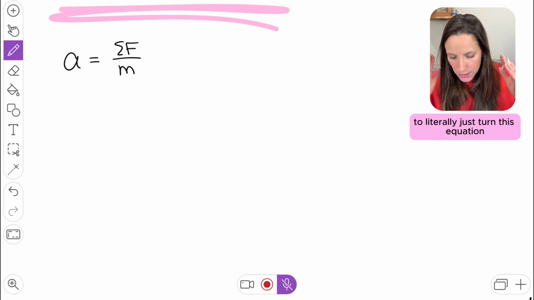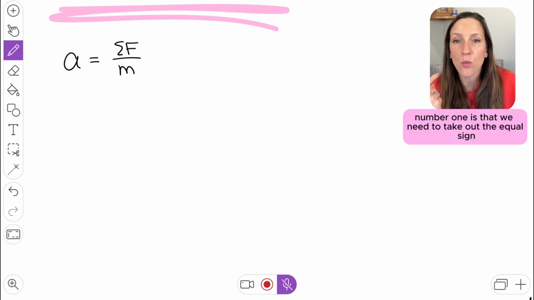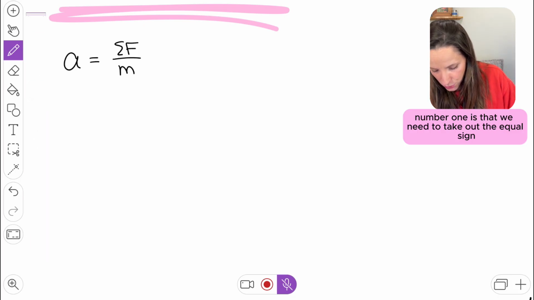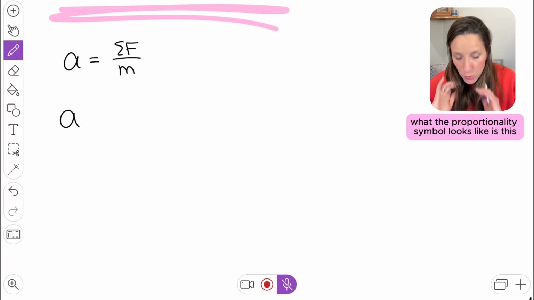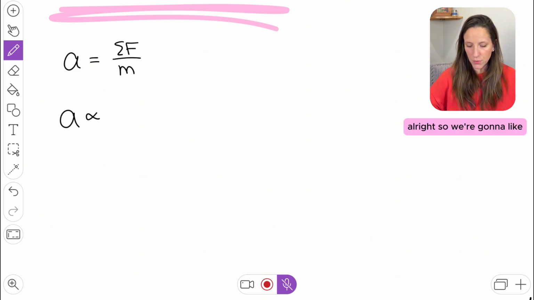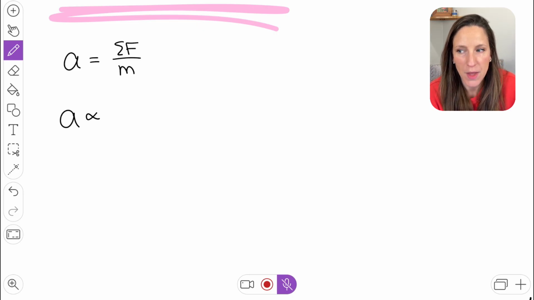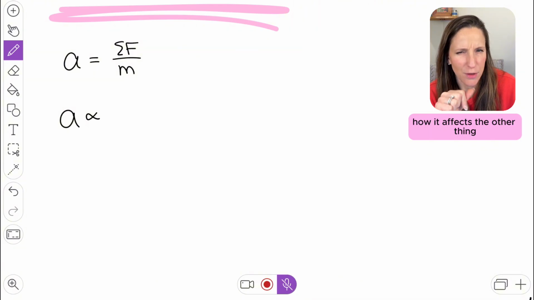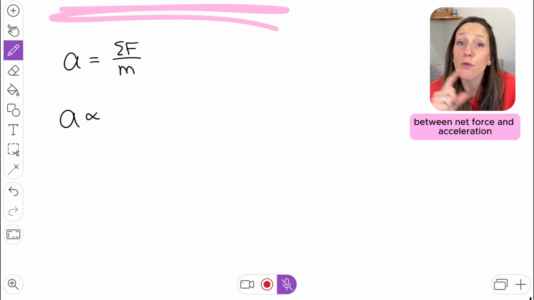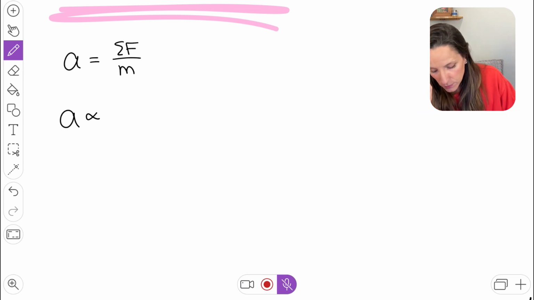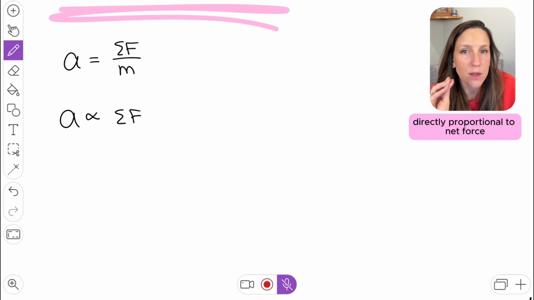So when we look at this equation here, to literally just turn this equation into a proportionality statement, there's two things that we are going to do. Number one is that we need to take out the equal sign, right? We're not writing an equation, we're writing a proportionality. So what the proportionality symbol looks like is this. All right, so we're going to drop out that equal sign, and put the proportionality symbol in there. And the next thing that we're going to do is treat anything in there that's not the variable that you're trying to see how it affects the other thing, and replace it with a 1. So if we're trying to figure out the relationship between net force and acceleration, we're going to put a 1 in there for mass. And of course, net force over 1, we're not going to write the 1 actually in there. So we see here that acceleration is just directly proportional to net force.